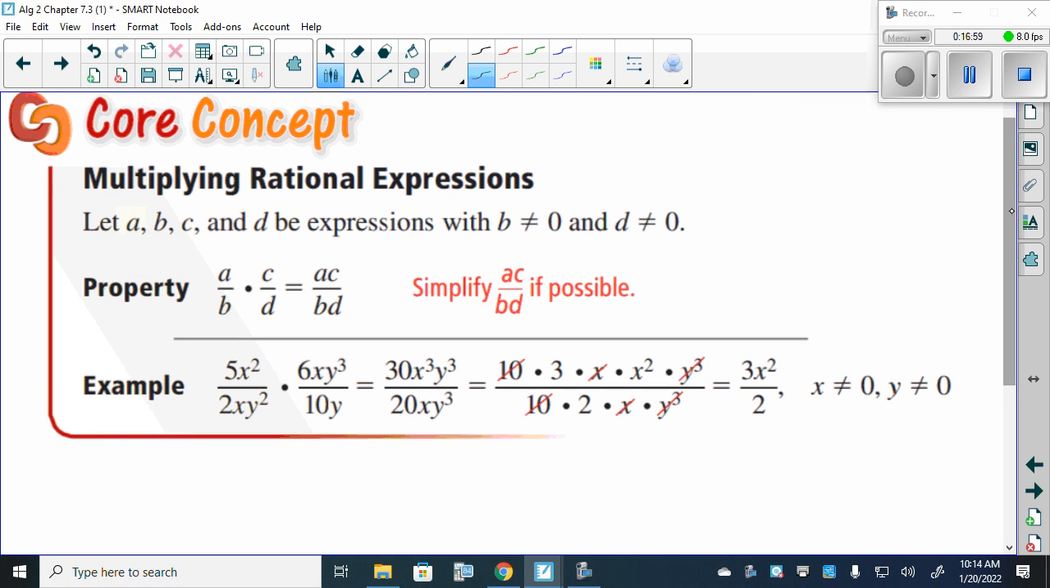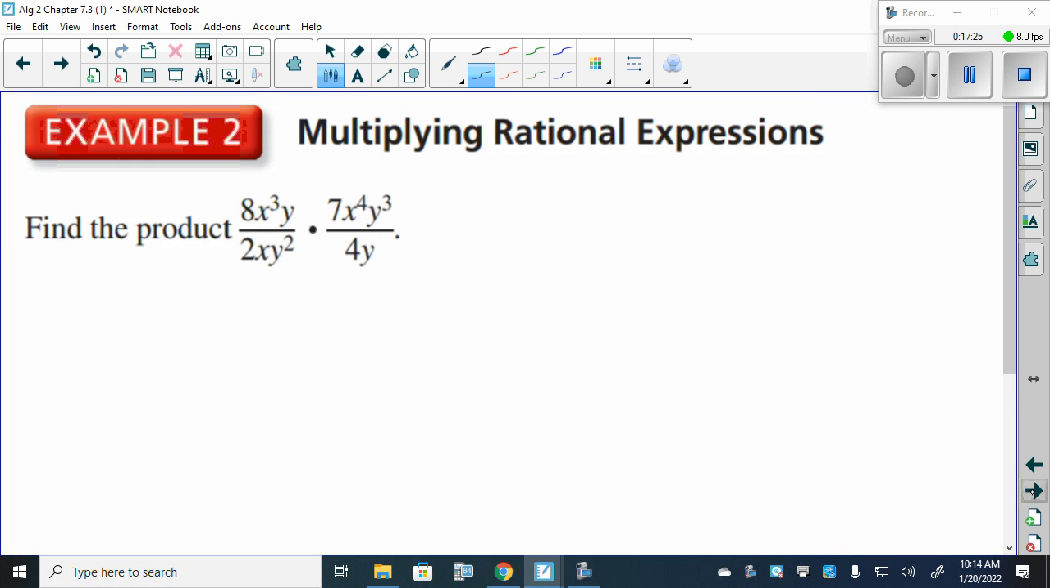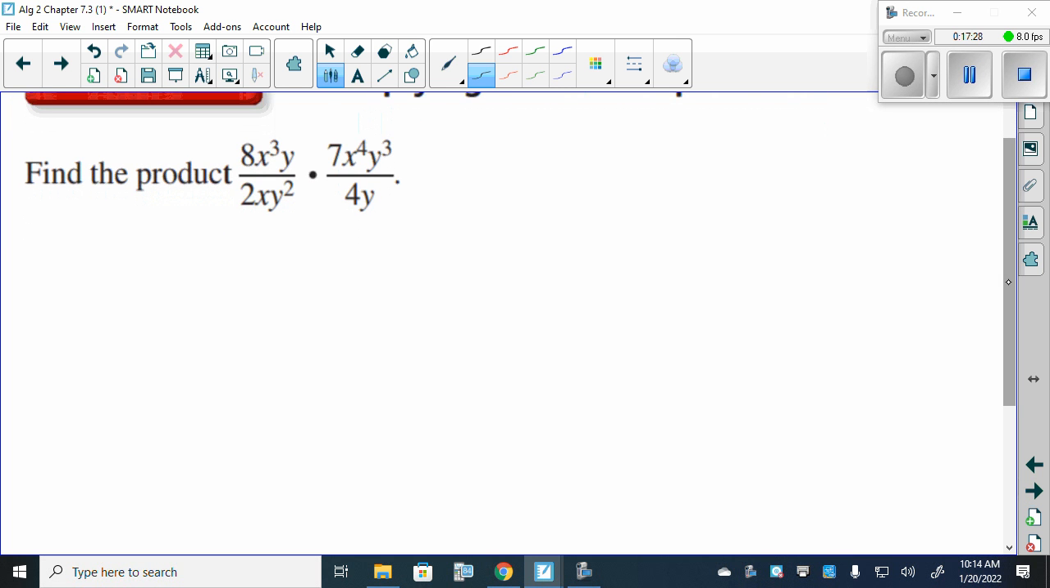All right. Multiplying rational expressions. Whenever we multiply rational expressions, we multiply the numerators together and the denominators together. We multiply straight across, and with a lot of these it's easier to multiply straight across first and then simplify what's in common. The denominator still cannot be 0. Our first one is 8x cubed y over 2xy squared times 7x to the 4th y to the 3rd over 4y.